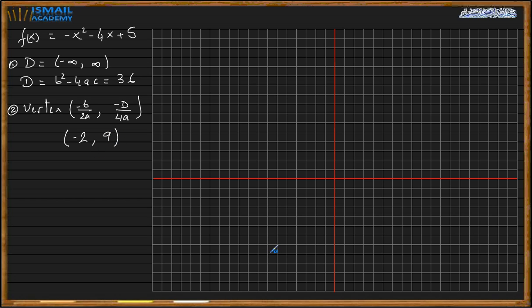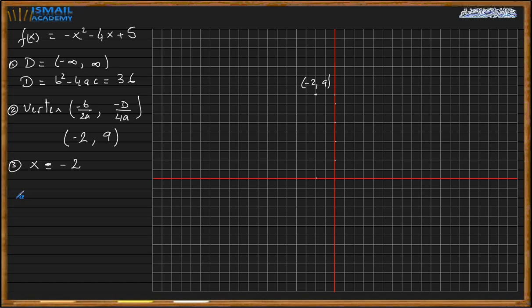So this is minus 2. The x coordinate is minus 2 here. And what is 9? This is 2, 4, 6, 8, 9. So this is the location of my vertex, which is minus 2, 9. So my axis of symmetry, x equals minus 2. So this is going to be my axis of symmetry.